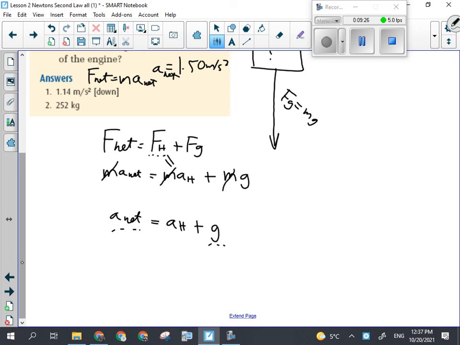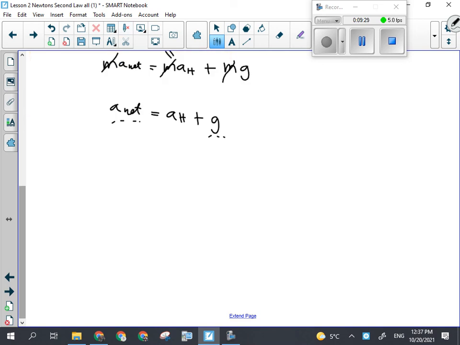All right, so what we have now is the ability to calculate the acceleration of the hoist. So the acceleration the hoist could produce will be my net acceleration minus the acceleration due to gravity, right? I'm just bringing acceleration due to gravity over to this side here. So I'm going to have my net acceleration, which was 1.50 meters per second squared up, minus my acceleration due to gravity, which is downwards, so I need to make it negative. Right?